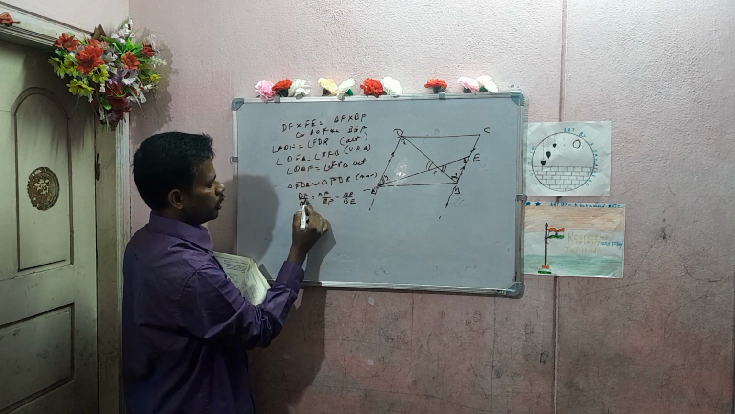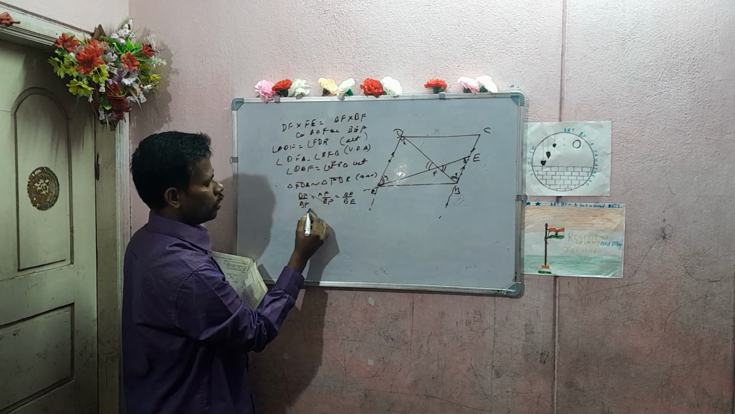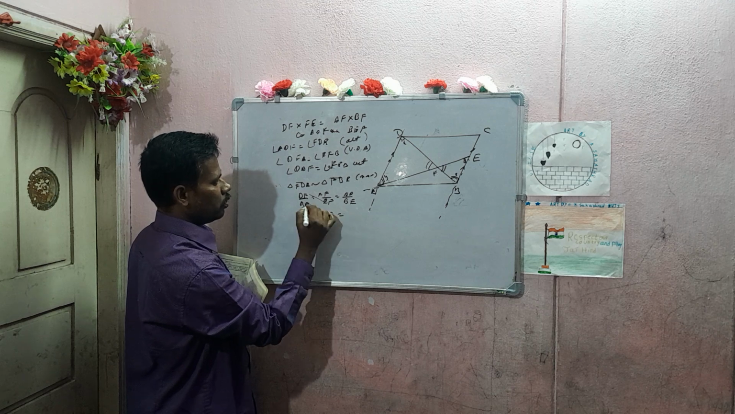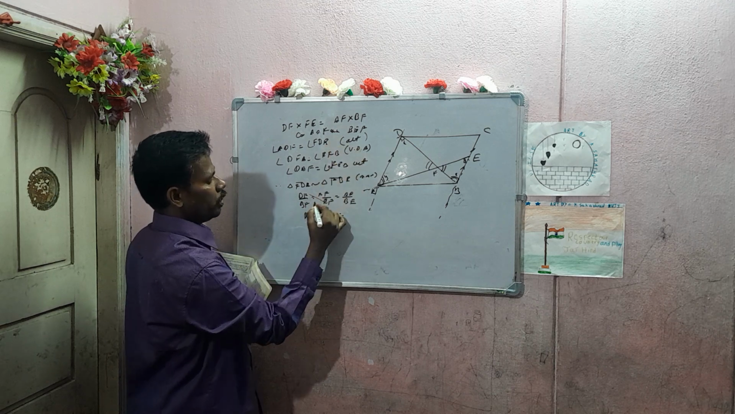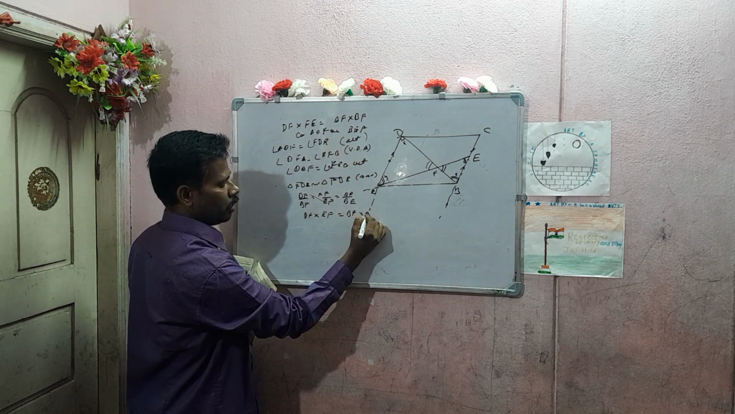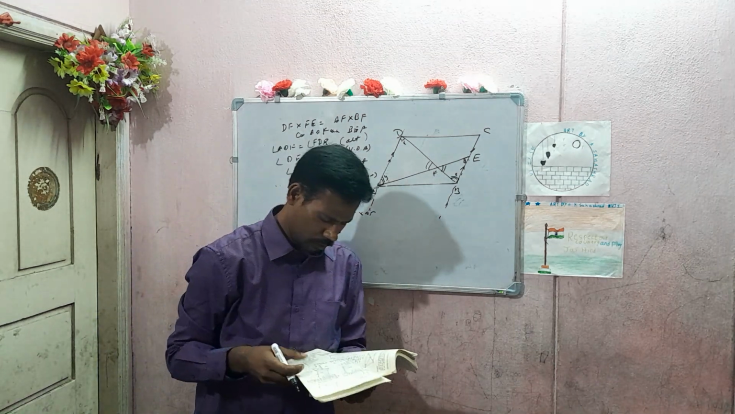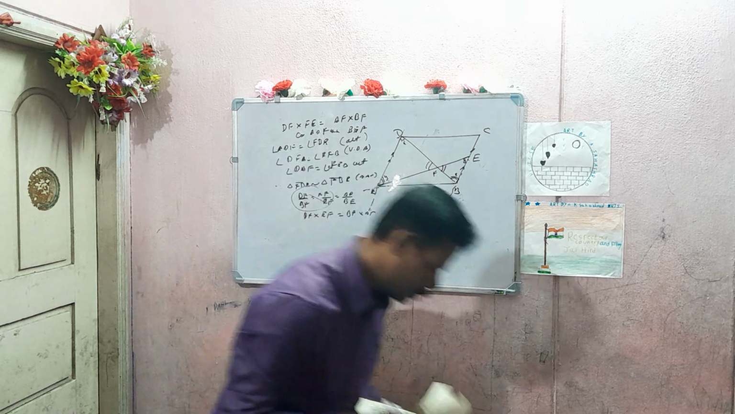Now what is being asked? DF into EF. Just multiply: DF into EF is equal to BF into AF. Just take this and cross multiply, hence it is proved. Next one.